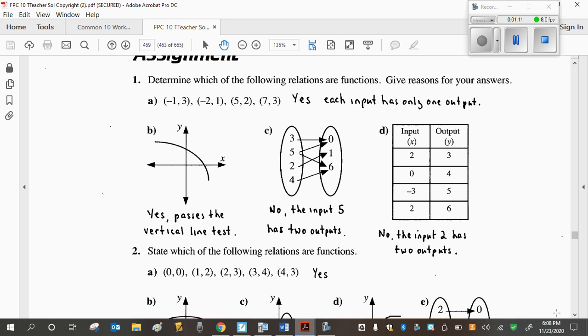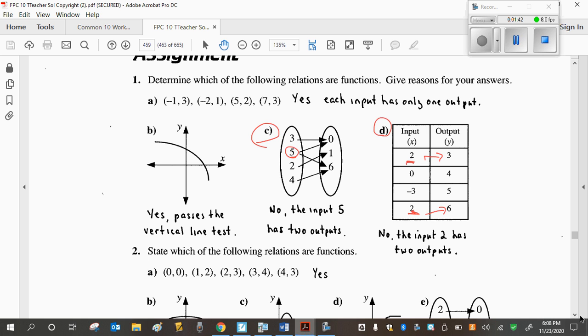So for these no's, every x has to have exactly one y. Well, here you have an x that has two y's. 5 goes to 0 and to 6. And here you have an x that has two y's. It's the same x. One is 3 and one goes to 6. So that's not cool. And all the other ones are good.